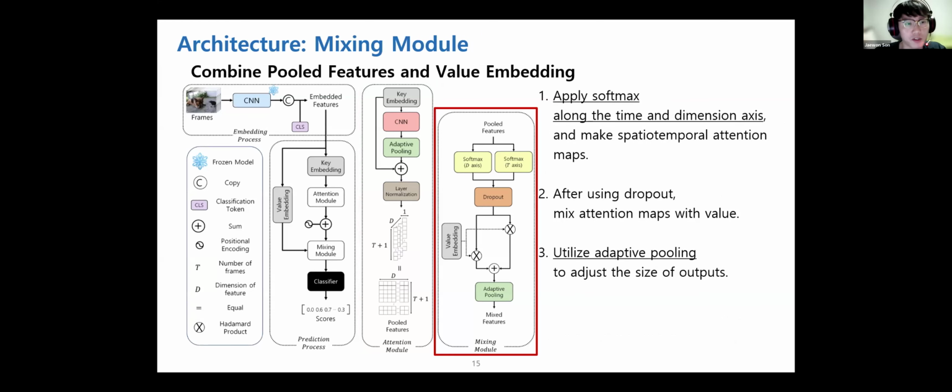This is the mixing module process. It combines pooled features and value embedding. Before combining them, we apply softmax along both time and dimension axes. Temporal attention is calculated along the time axis, and spatial attention is calculated along the dimension axis. This is how we can get spatial temporal attention maps from CNN outputs. After merging attention maps with input features, we input them into the classifier to predict scores. So far, I have explained our proposed method.